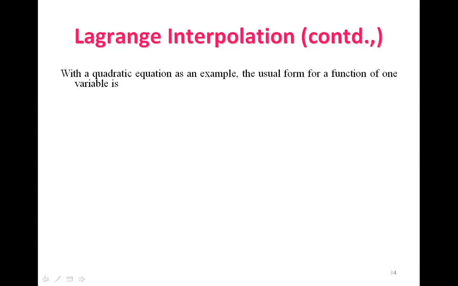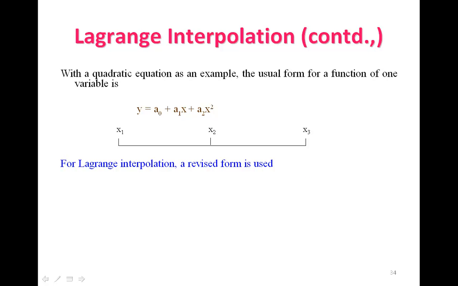Let us consider the quadratic equation, that is the second degree equation. y is equal to a0 plus a1 x plus a2 x square. In Lagrange form, instead of y is equal to a0 plus a1 x plus a2 x square, it is possible to express y as a function of x. This representation in the Lagrange form is as follows: y is equal to c1 into (x minus x2) into (x minus x3) plus c2 into (x minus x1) into (x minus x3) plus c3 into (x minus x1) into (x minus x2).